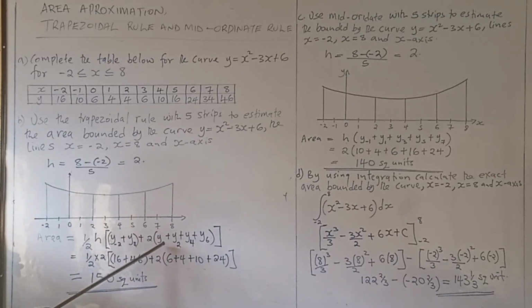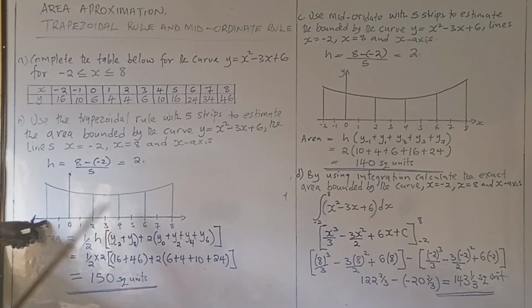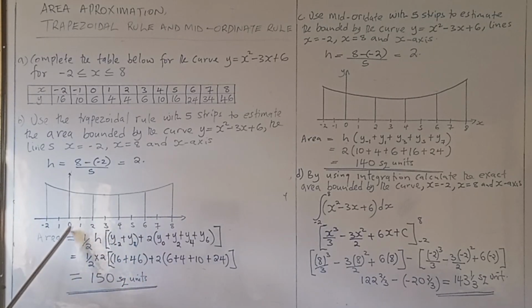So it is 2, y when x is 0, then y when x is 2, plus y when x is 4, and so on. You will multiply them by 2. So you just replace. At the beginning, the value is 16, and the last value is 46. You add. Then when x is 0, the value is 6. When x is 2, the value is 4.